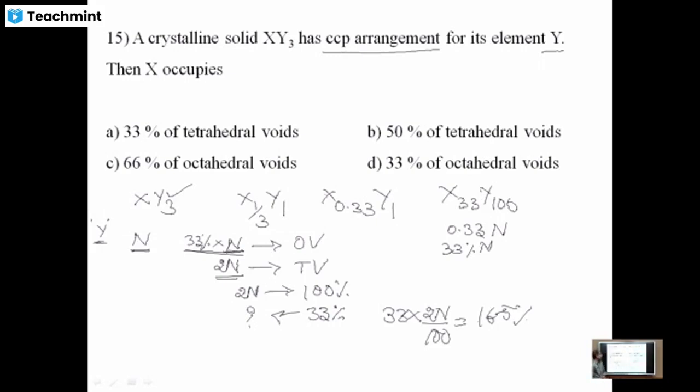available in the crystal. So the right option among the four is X can occupy 33% of octahedral voids. For tetrahedral voids it must occupy 16.5%, but we cannot find that option. 16.5% of tetrahedral voids is not given. Therefore, the only right answer is D, 33% of octahedral voids.